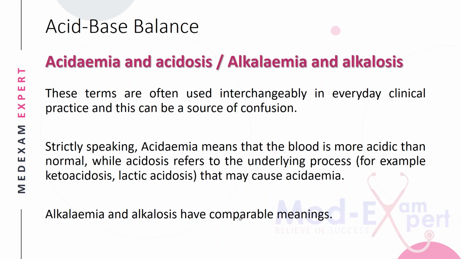And the same can be said for alkalemia and alkalosis. So alkalemia or acidemia means what's happening in the blood. The acidosis and alkalosis mean the underlying processes, the etiology of these disturbances in the pH. But in our clinical practice, we can use these terms interchangeably. When I say acidemia or acidosis, it means that the blood is acidic. This is, of course, in our clinical practice, and this is normal. Okay?